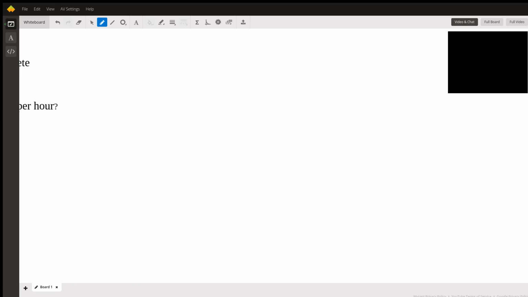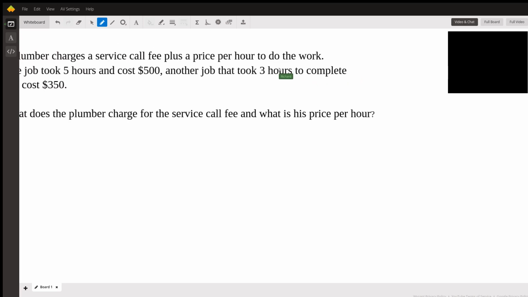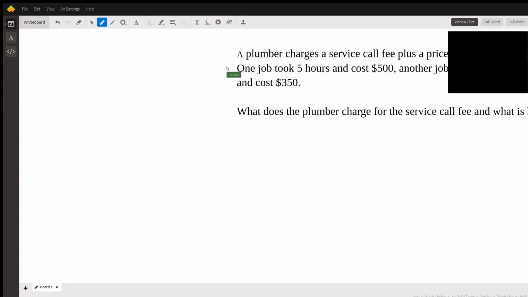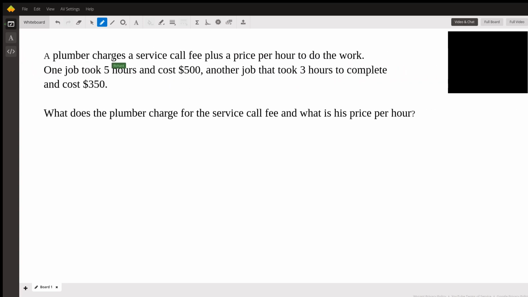Sorry, this sometimes happens when I use this tool. I just got to bring the problem back here. Okay. Got it to stay.